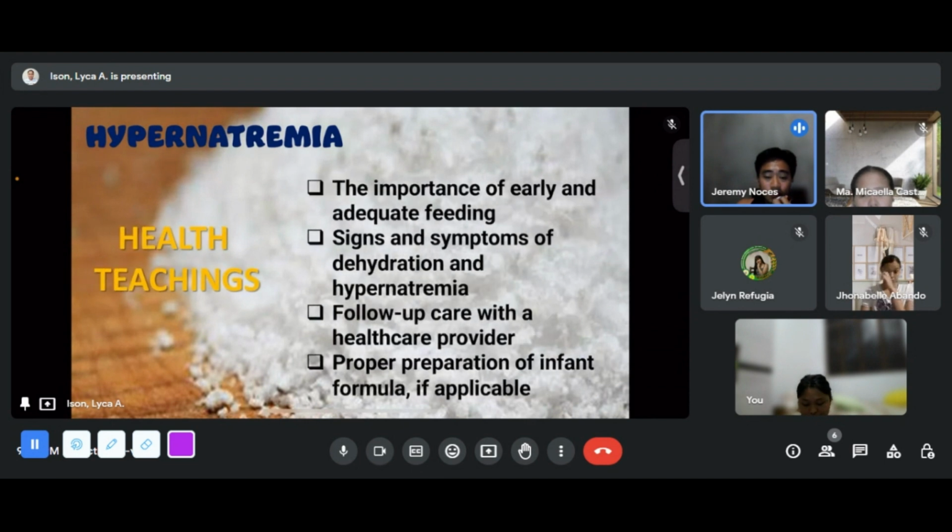So ito naman po yung dapat na i-health teaching natin. The importance of early and adequate feeding to avoid dehydration. Signs and symptoms of dehydration and hypernatremia para aware sila. Follow-up care with a healthcare provider. Proper preparation of infant formula if applicable. Next.